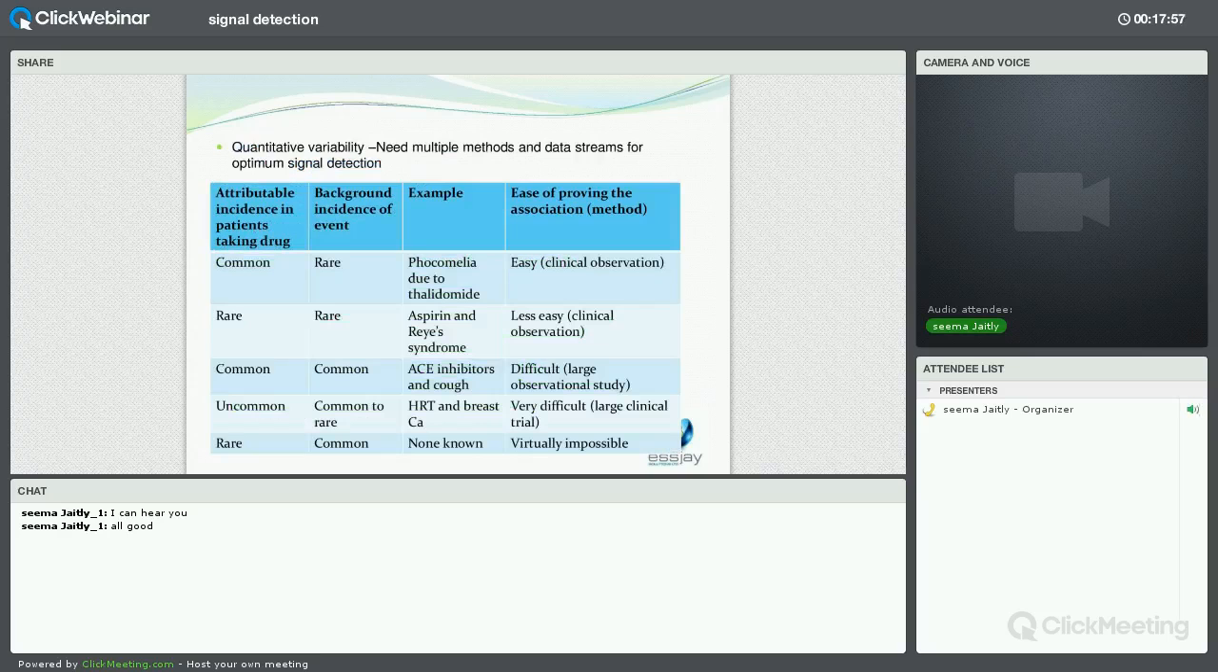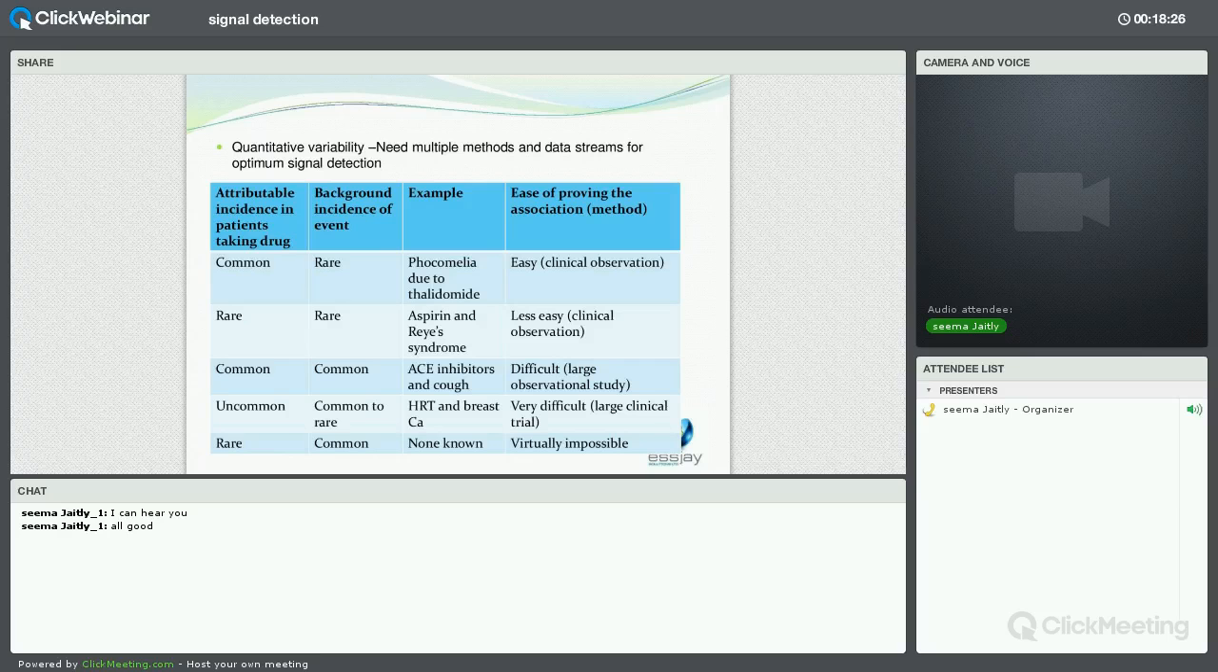I just wanted to show this because I think it's useful to see what you need to have in place to be able to detect various signals or various alerts or pre-signals. So if you have something that's common in the patients taking the drug, but rare in the background, here we've got an example of phocomelia due to thalidomide. You will pick that up quite easily through clinical observation.